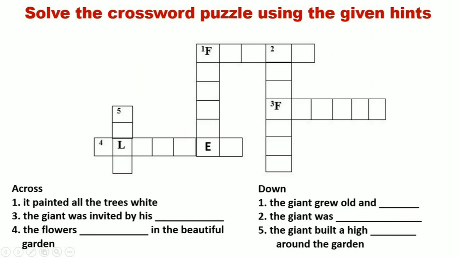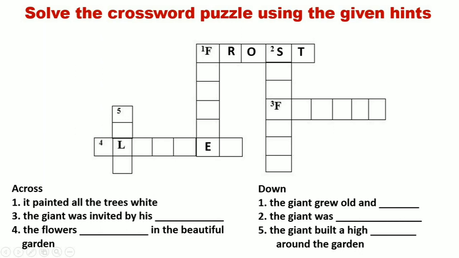Number 1, it says, it painted all the trees white. Now students, you can see that the word which is going to come here starts with F, isn't it? And which word in the story have you read which has painted the trees white and starts with F? Yes, it's frost. Very nice.